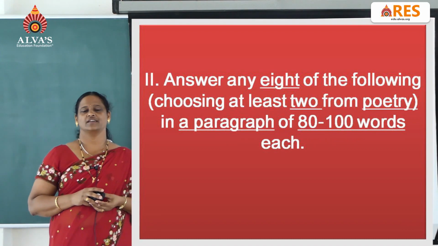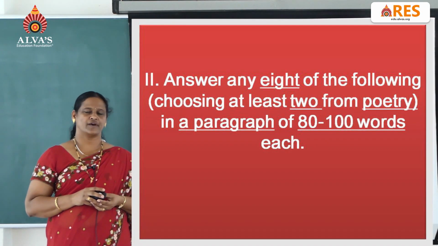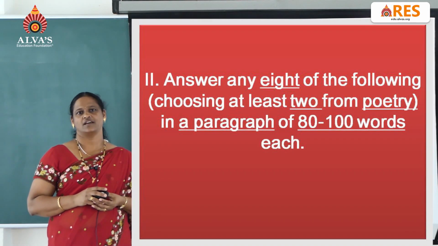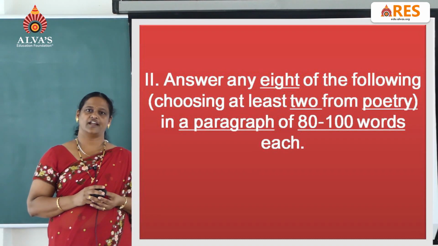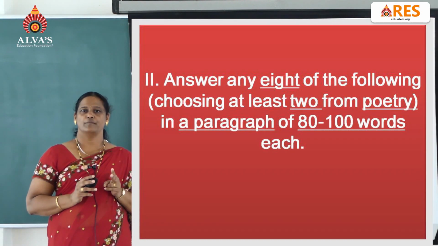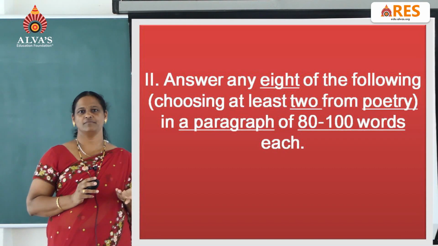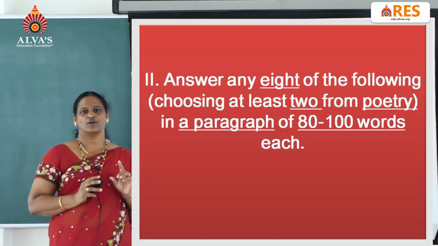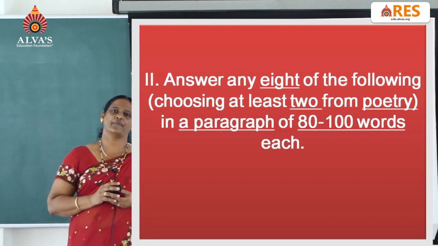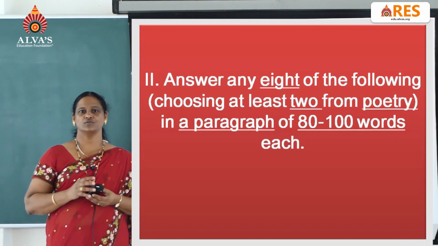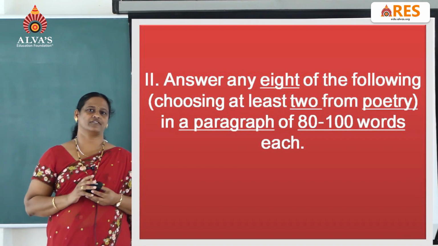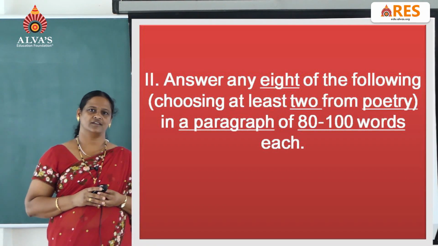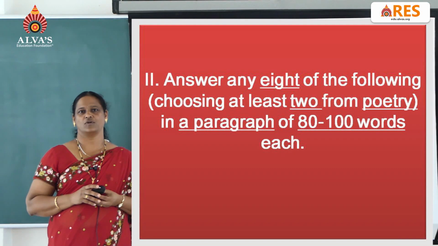Now this is a paragraph section wherein you read the instruction, answer any 8 of the following, choosing at least 2 from poetry, in a paragraph of 80 to 100 words each. Now you see there will be 10 questions and you are expected to answer 8, and even while choosing 8 you have to choose minimum 2 from poetry. Maximum you can attempt all the questions which are given. You are expected to answer in a paragraph, which means you write the answer in a single paragraph, and the limit is 80 to 100 words, which means you need not sit and count the words in the exam hall.